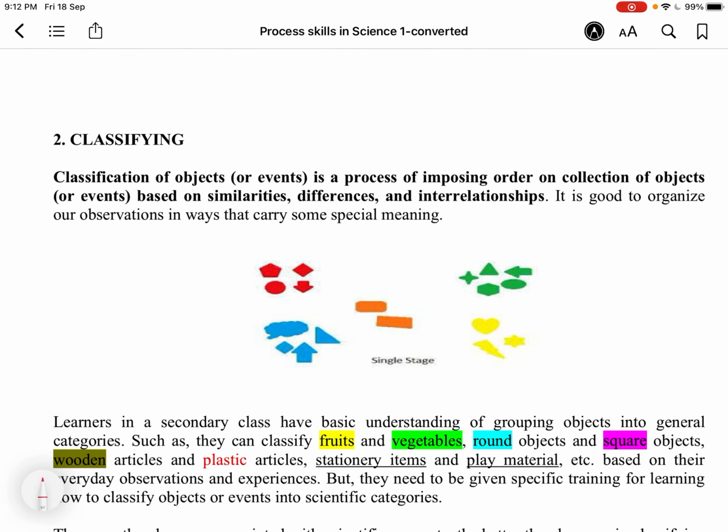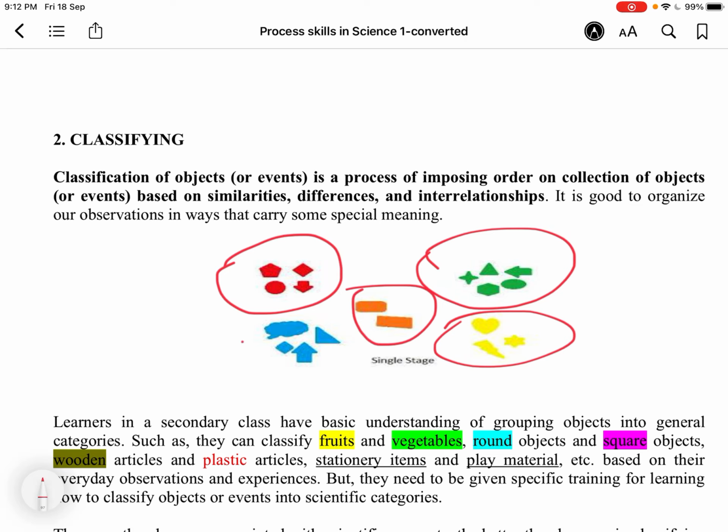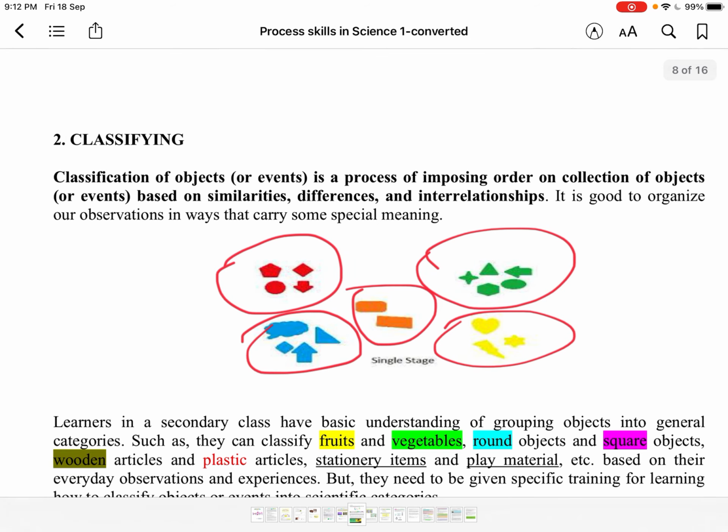So here in this particular figure you can see a group of objects. They are being classified not according to the shape but according to their color. Green color, red color, yellow color, brick color, blue color, like this. So this type of process of imposing the order is based on their similarities, here with special reference to the color. So this is also one of the ways of classifying the objects.